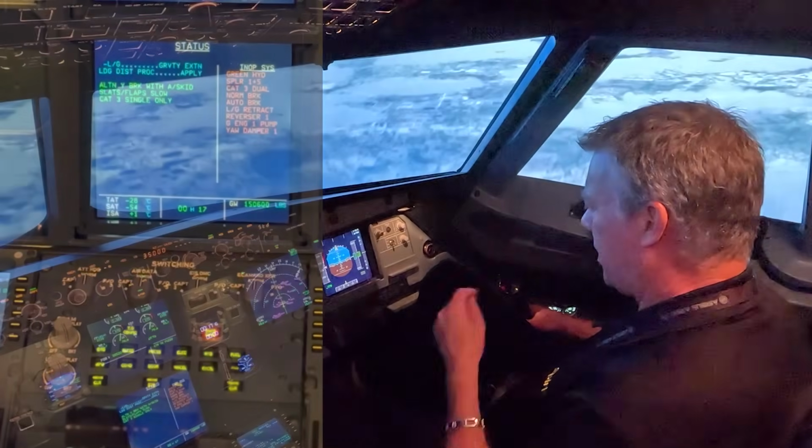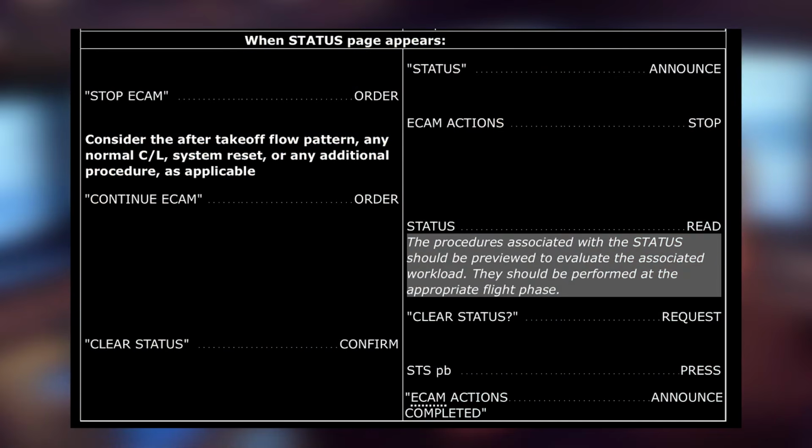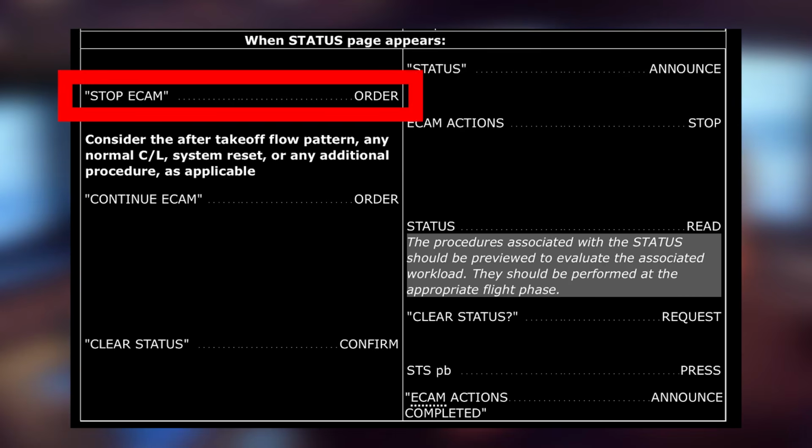Status. Stop ECAM. This next part has been noted to be a common error among recurrent trainees, mainly due to the fact that this part of the procedure has changed throughout the years. When pilot monitoring reaches the status page, there is only one appropriate response: stop ECAM. Notice the task sharing table has this in quotation marks after pilot flying prompts the status page.